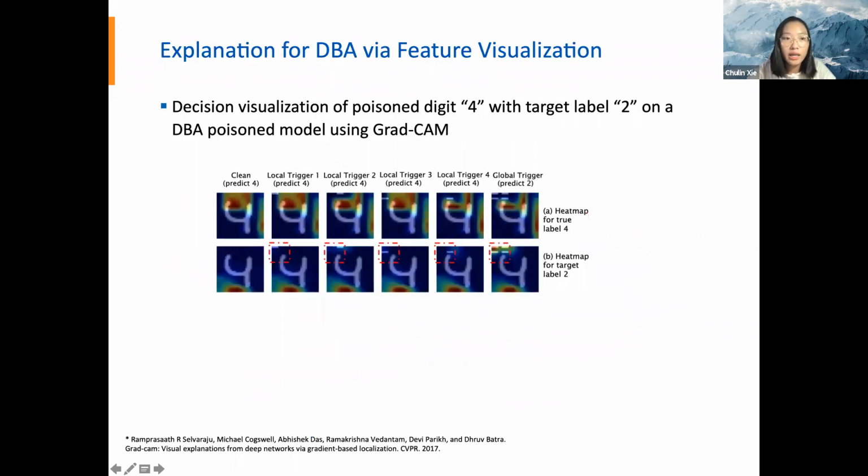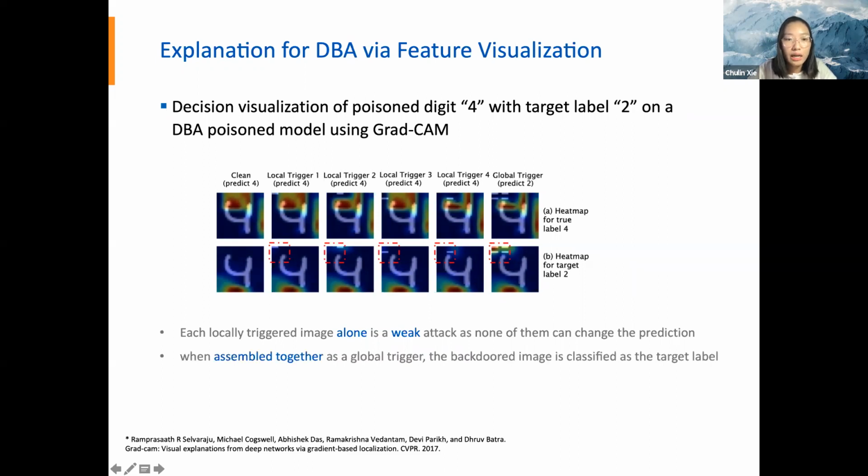Then we want to provide some explanation for the effectiveness of DBA via feature visualization. We are looking at the decision visualization of a poisoned digit 4 with target label 2 on the DBA poisoned model using the Grad-CAM technique. In this example, the local triggered image alone is a weak attack since none of them can change the prediction, and the prediction is still the ground truth digit 4. But when assembled together as a global trigger, the backdoor image is classified as the target label 2. And we can clearly see that the attention is directed to the trigger location. This example shows the stealthy nature of the DBA.